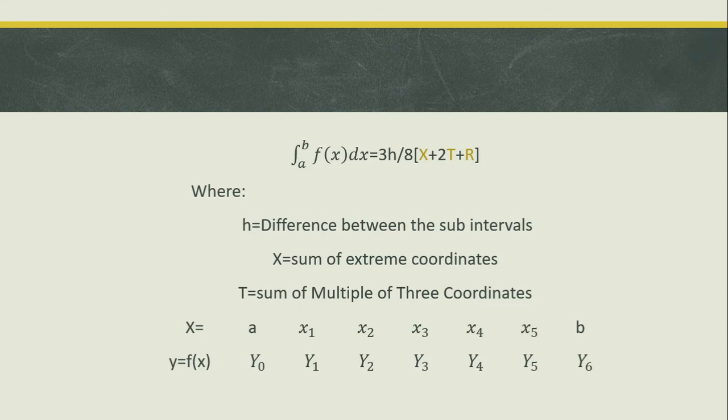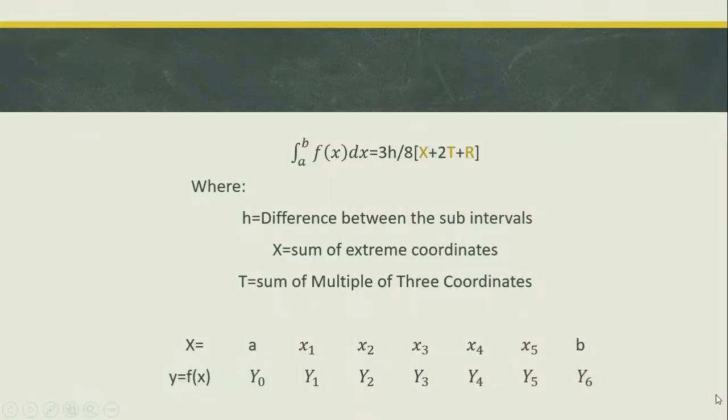So, for example, lumagpas yung interval natin, umabot ng y sub 9. So, magiging extreme coordinates natin is yung y0 and y9. Ang magiging value ng t naman natin is yung sum ng y sub 3 plus y sub 6. But since dito sa example natin, we only have a single ordinate that is a multiple of 3, so yun yung magiging value ng ating t.